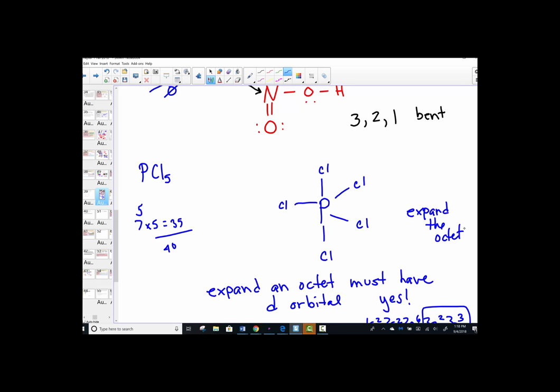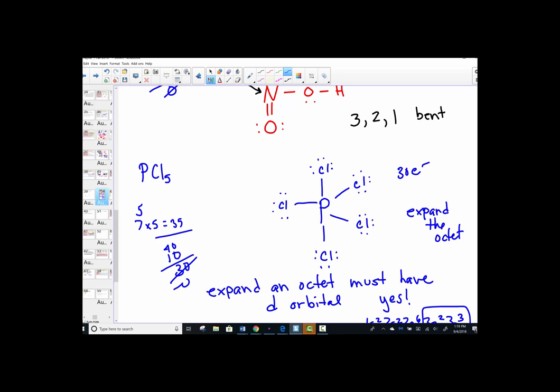We used 1, 2, 3, 4, 5. We've used 10 electrons, giving us 30 remaining. 1, 2, 3, 4, 5, 6, 7, 8, 9, 10, 11, 12, 13, 14, 15, 16, 17, 18. We've used 30 electrons to complete the octet of each of those chlorines. We're out of electrons. We formed a compound, PCl5.